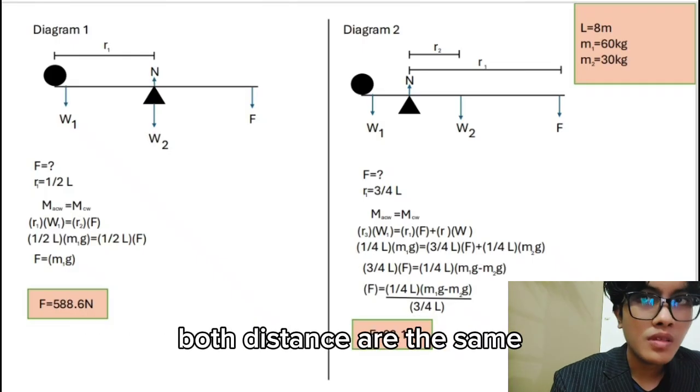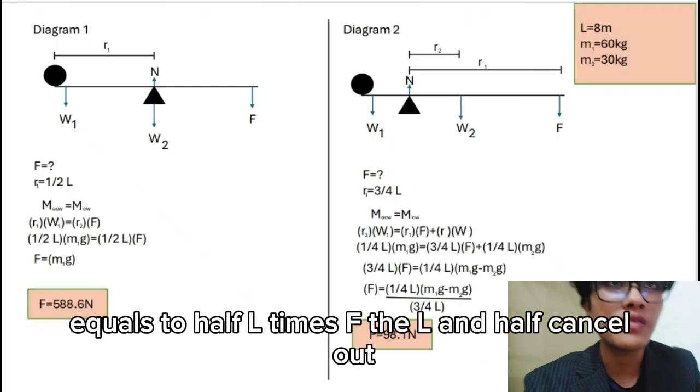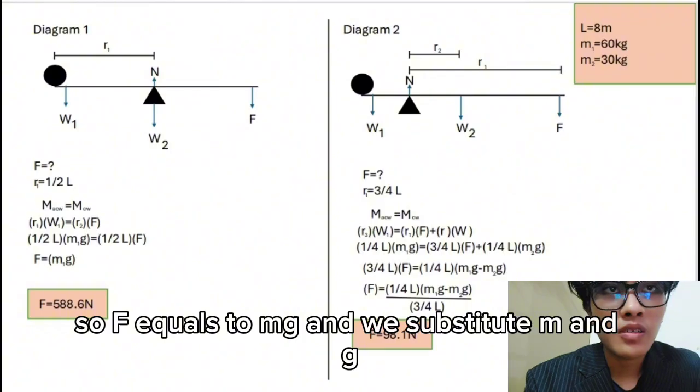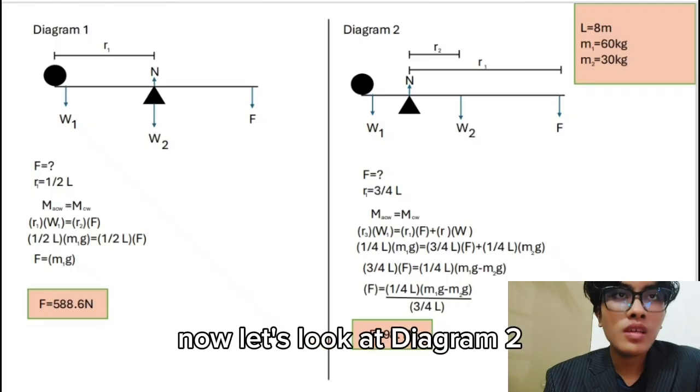Both distances are the same. The equation becomes half L times mg equals half L times F. The L and half cancel out, so F equals mg. And then we substitute N mg. And finally, F equals 588.6 newtons. Now, let's look at diagram 2.